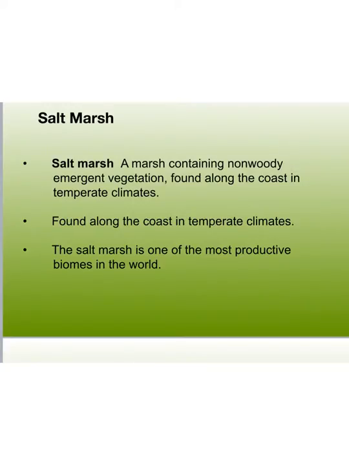So, like freshwater marshes, saltwater marshes are found along the coast, and they're usually in pretty temperate climates, and they contain some emergent vegetation. A salt marsh is one of the most productive biomes in the world, and we have a lot of estuaries out of these salt marshes. Savannah, Georgia is a huge salt marsh all along the coast there.